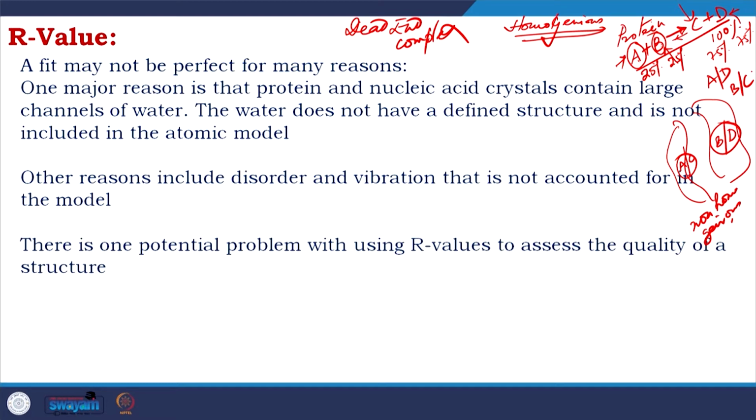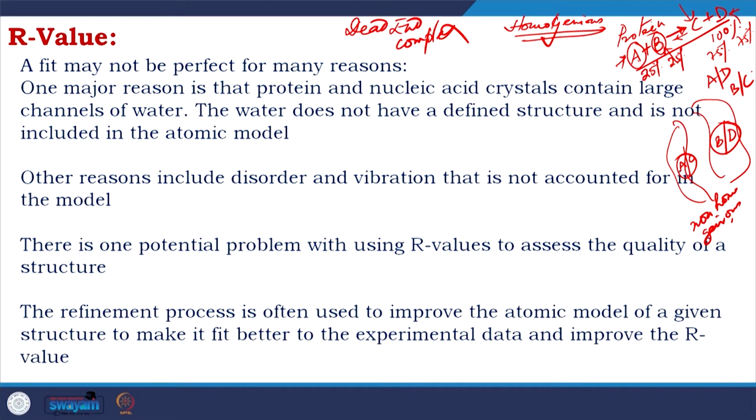There is one potential problem with using R values to assess the quality of a structure, which is the bias. The refinement process is often used to improve the atomic model of a given structure to make it fit better to the experimental data and improve the R value. So, in the refinement process, that is the minimization process, it is used to improve the atomic model of a given structure to make it fit better. So, the more you do refinement, it is like you put something inside a pipe and you move the pipe so that it could fit there, it is like that.